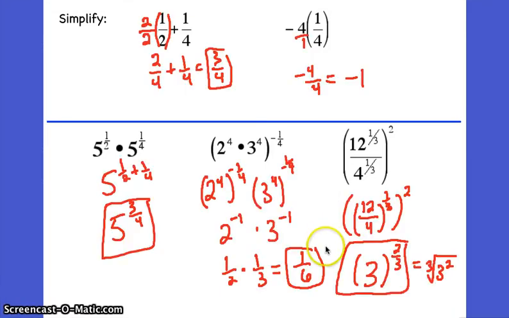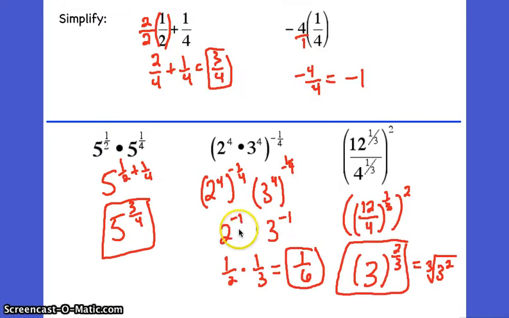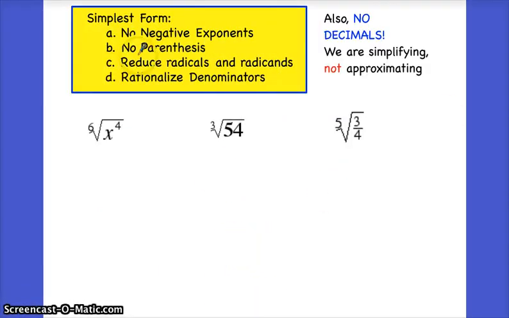Now, when we're finding simplest form, basically it comes down to four main ideas. Number one, we don't want any negative exponents left in our final answers, similar to the problem we just did in the middle of the screen on the last screen, where we had those 2 to the negative 1, 3 to the negative 1. One of the things we need to do is get rid of those negative powers. We also want no parentheses left in our final answers. If we can get rid of parentheses, we want to do that.